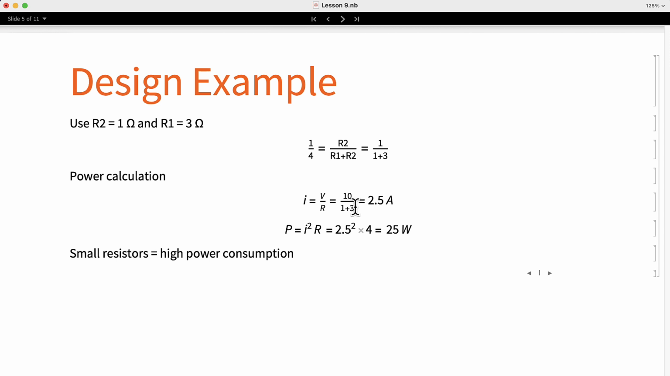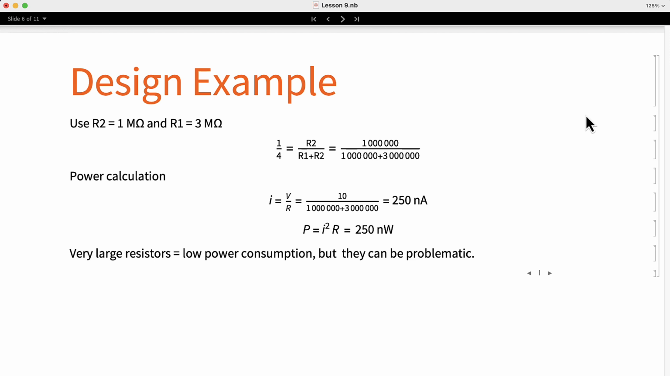That gives us 2.5 amperes. That's a quite high current. And using the formula for the power, we can see that it leads to a power consumption of 25 watts, which is quite high. The most common resistors are rated for 1/4 of watt, and that will break them. So selecting very small values of resistors can lead to very high power consumption.